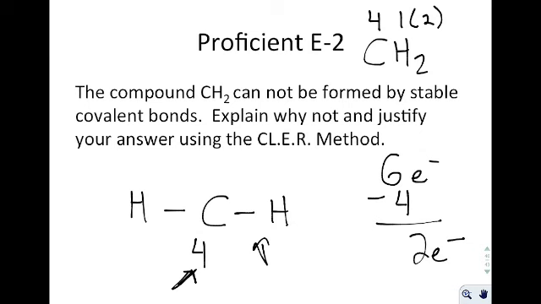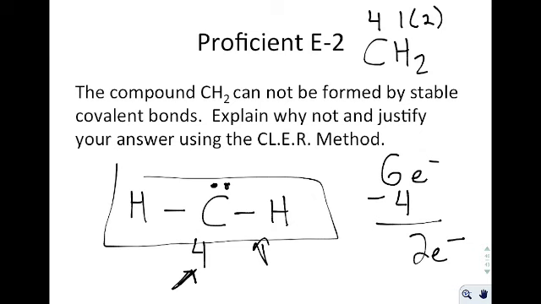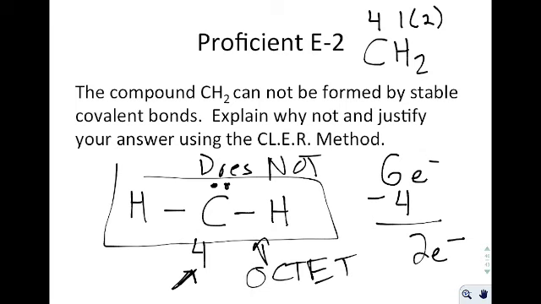So because of that, these 2 electrons would go here. And you'd say you'd have an electron deficit on carbon. Carbon does not satisfy the octet rule. Because of that, this is considered to be not stable or not energetically favorable.